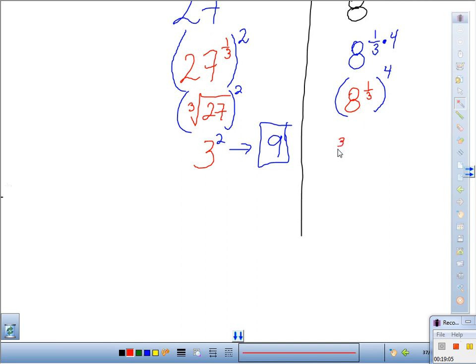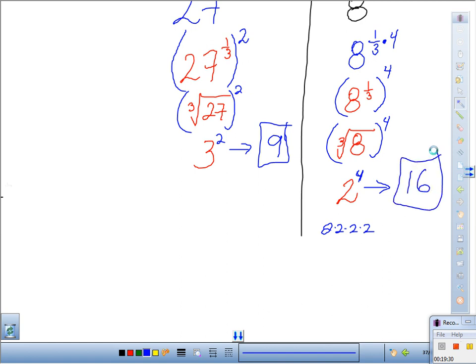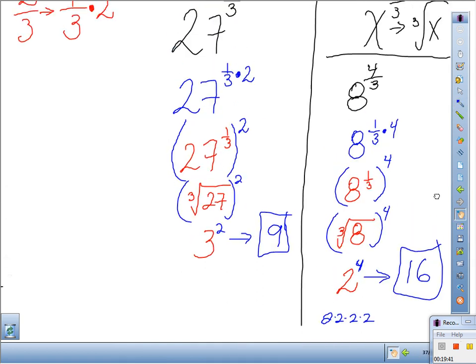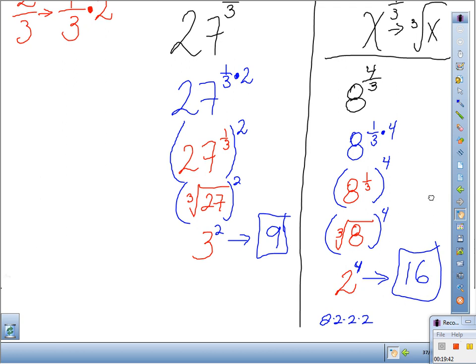Okay. Cube root of 8, parentheses, to the 4th. All right. So Perla, what number times itself 3 times gives us 8? 2. And all that to the 4th power. What does that mean? It means 2 times 2 times 2 times 2. So that means this is 16. Have you got that? Okay. Yeah, we got this, yes? All right. Y'all ready? Okay. All right.